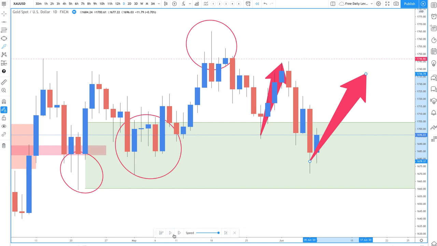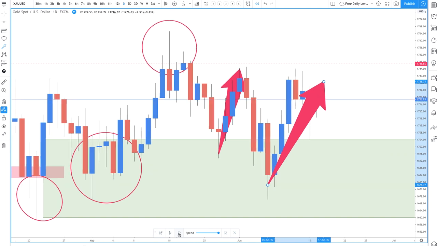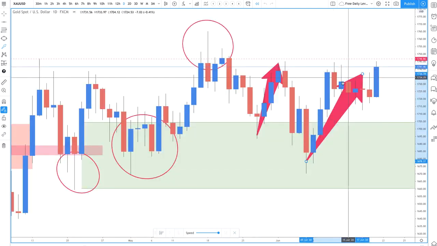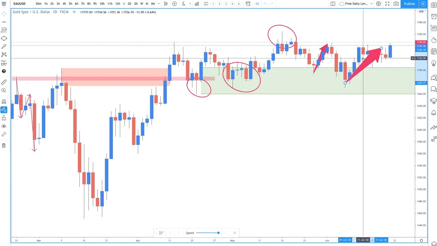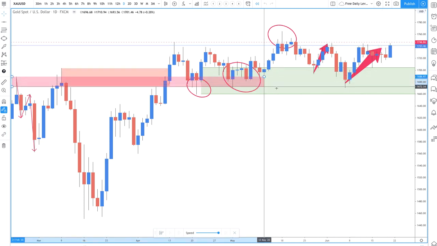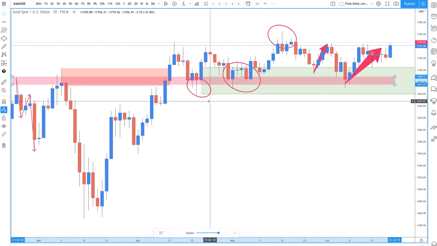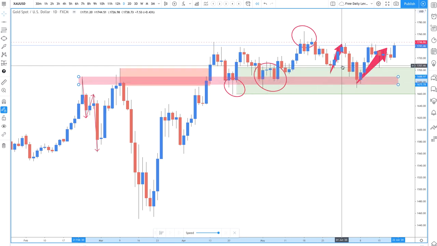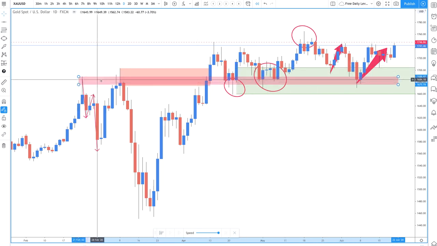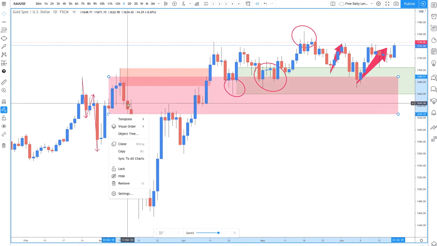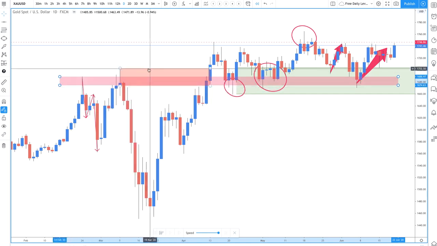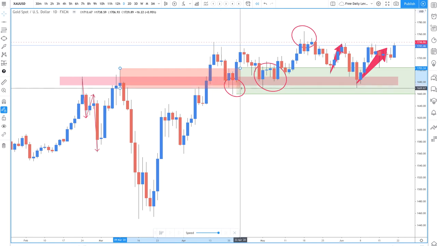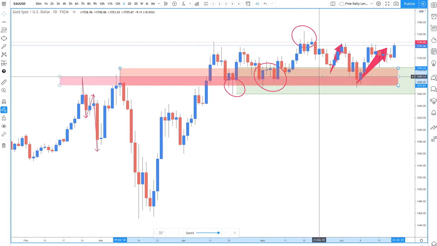So now it's about trying to get involved where we are currently today, with the combination of what? Resistance, resistance turned to what? Support, support. So this was a past supply zone that had been projected into the future and is acting as what now? Support.